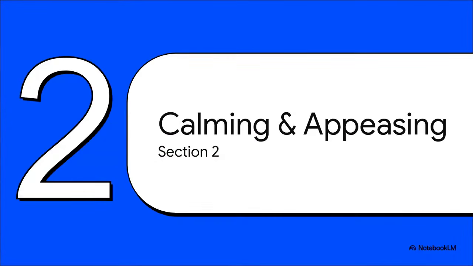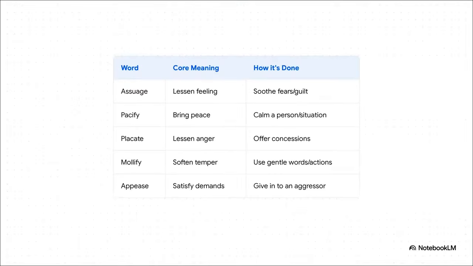This family is all about calming people down, or appeasing them. And at first glance, they all kind of look the same. But trust me, those tiny, subtle differences in how you calm someone down, that's exactly the kind of thing the IBA exam loves to test. Okay, this is where it gets really interesting. Assuage is when you're trying to ease an unpleasant feeling, like trying to assuage your guilt. Mollify is about softening someone's bad temper.